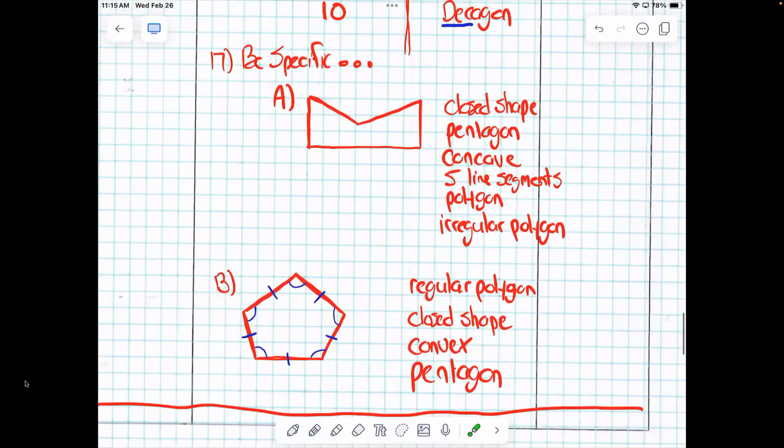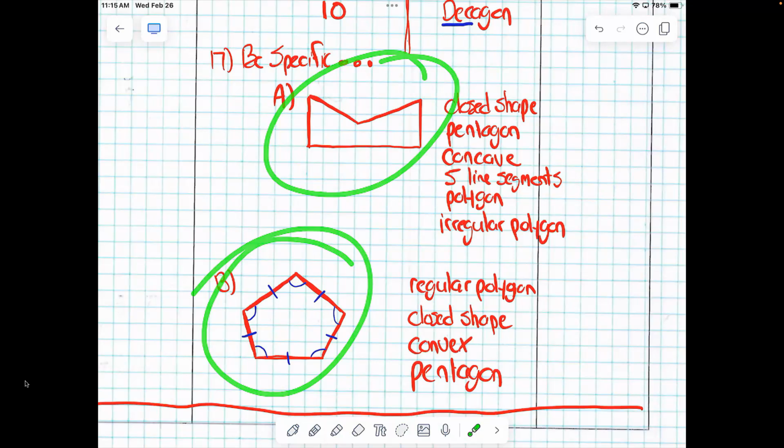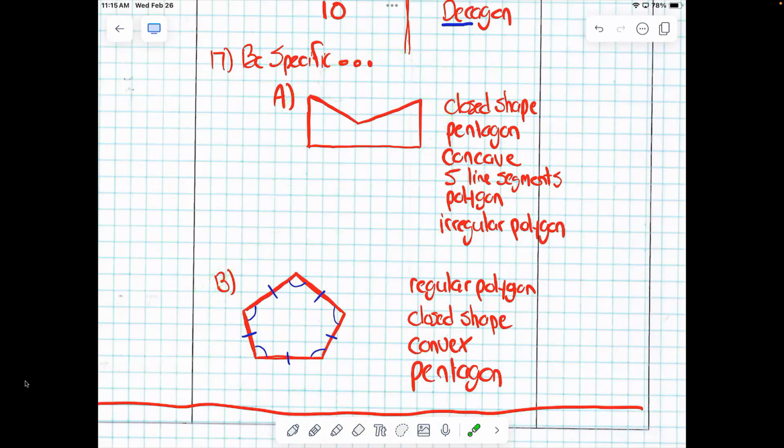Last thing, if I give you a shape, are there a whole bunch of different ways that you could describe its attributes? Yes. So like this shape has all of these attributes, yes? Yes. We cool?